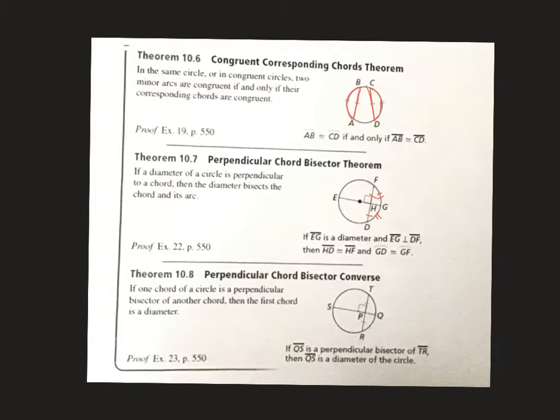And then the last theorem is the perpendicular chord bisector converse. So if one chord of a circle is a perpendicular bisector of another chord, then the first chord is the diameter. So if we know that PR and PT are congruent, and we know that it forms a right angle, then we know that SQ has to be the diameter of that circle.